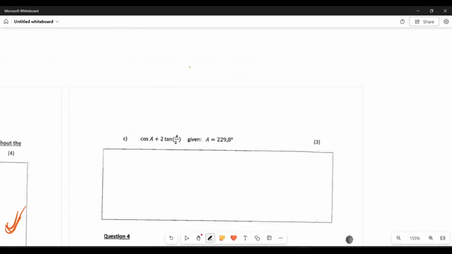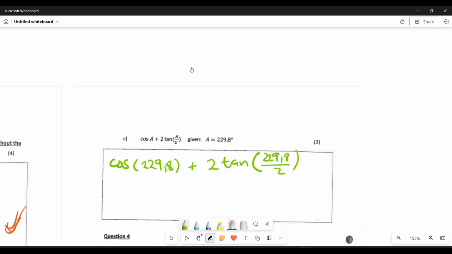Now, moving on to the last question we are given here. It's the same as the other, whereby we are given A, and now we need to find the value of this expression. We're simply going to do that by substituting our value of A. So this is cos of A, and our A is 229,8, plus 2 multiplied by sine of 229,8 divided by 2. Before you punch this into your calculator, first try to find the value of each part separately. Then you can find your final answer and round it off.